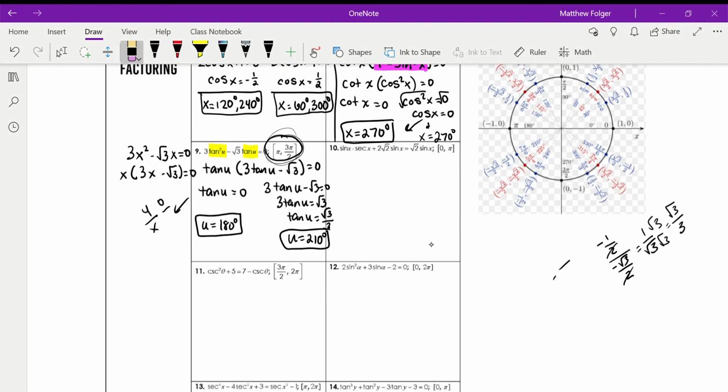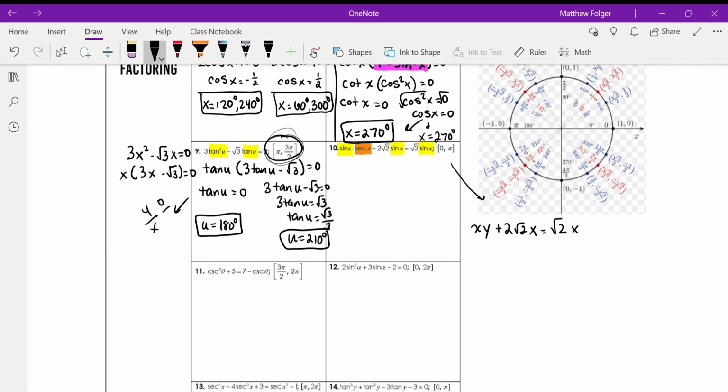Now, the very last question here that we're going to talk about, we have sine and we have secant. Now this one looks really, really complicated. It's not too bad. All right, so let's start by rewriting this as just x's and y's. So sine x we'll call x, secant x we will call y. So let's just rewrite this. So xy plus 2 radical 2x equals square root of 2x, right?